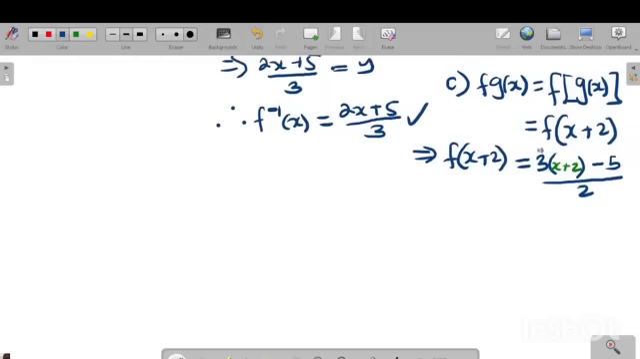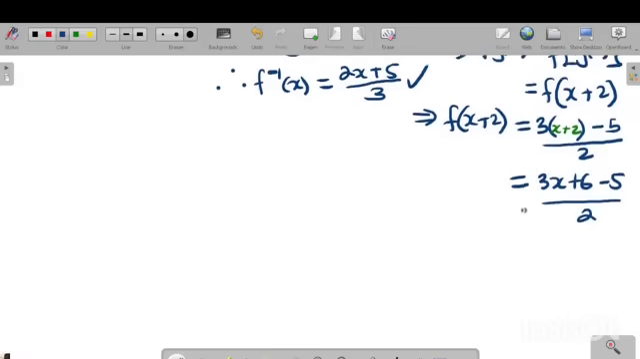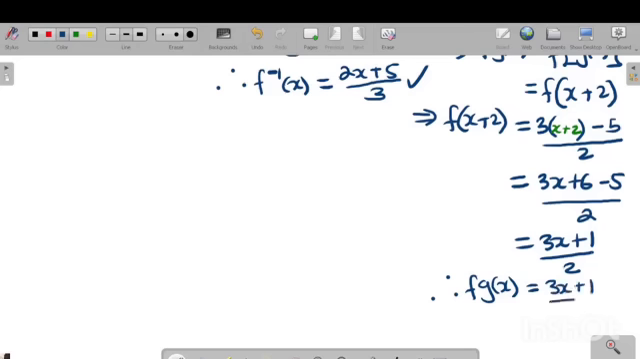All right. So now we just have to expand and simplify. Okay? So 3 times x is 3x. Then 3 times positive 2 is positive 6. Then minus 5 over 2. Then we can simplify further. So we're going to have 3x, 6 minus 5 is positive 1 over 2. Therefore, f of g of x is equal to 3x plus 1 over 2.